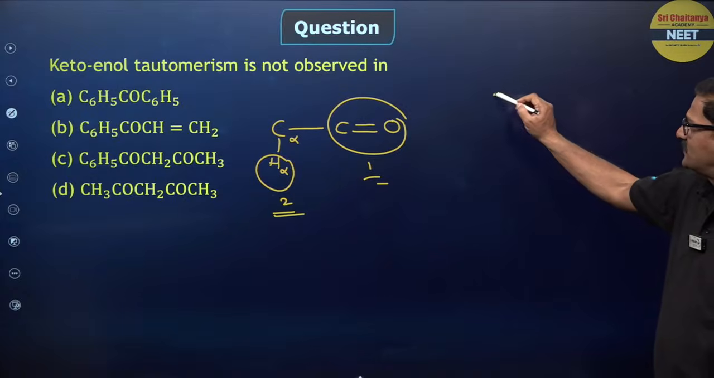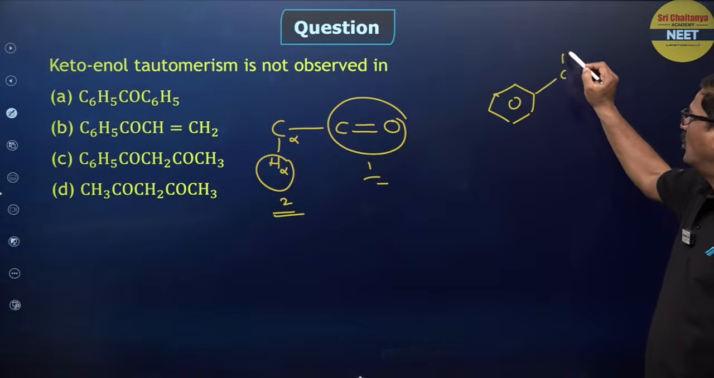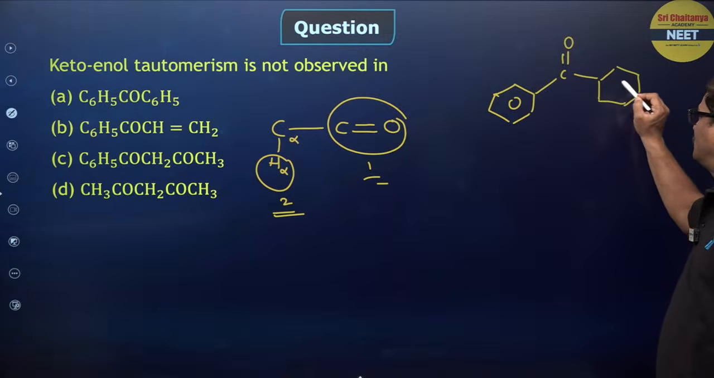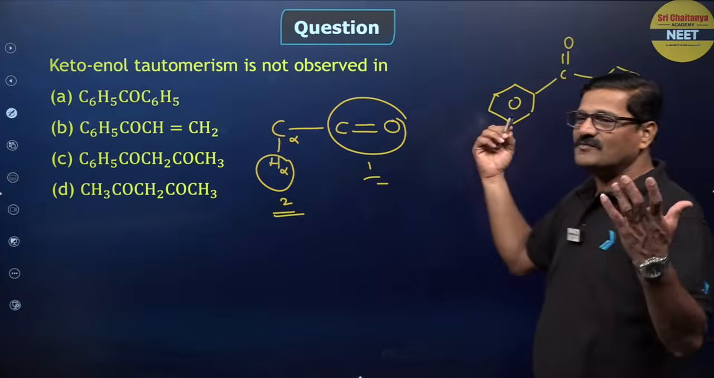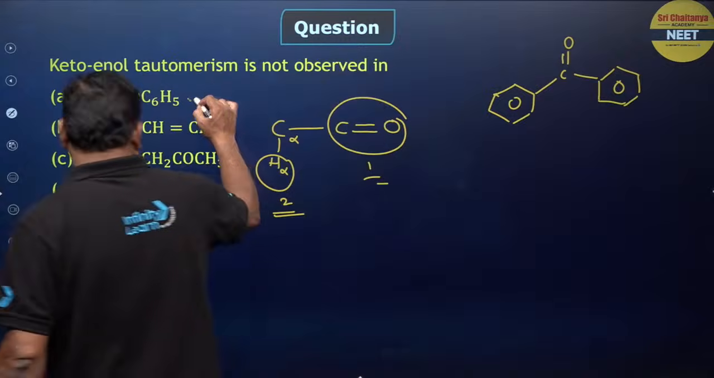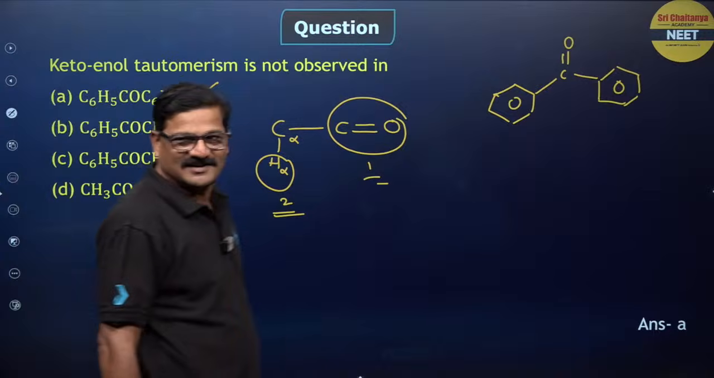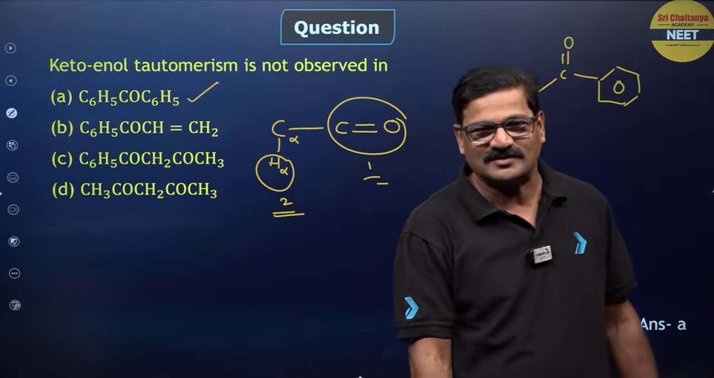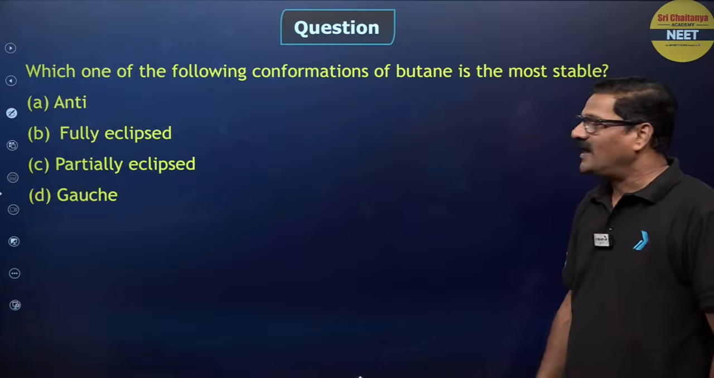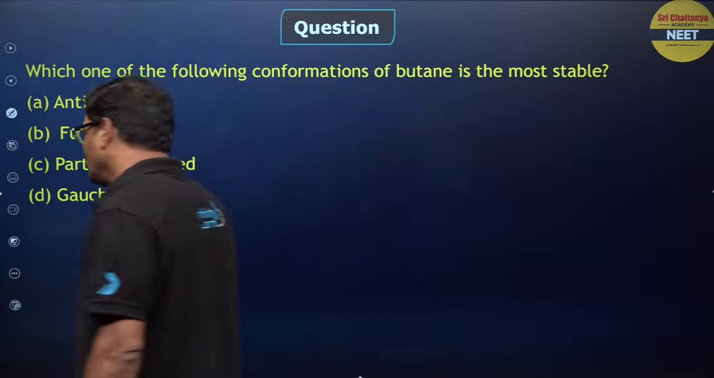If you check the first one, this is a C double bond O. Where is the alpha hydrogen? It has no alpha hydrogen, so it will not show tautomerism. Option A is the correct answer for this question. Are you getting it or not? Fine. That's good. And which of the following conformations of butane is the most stable?